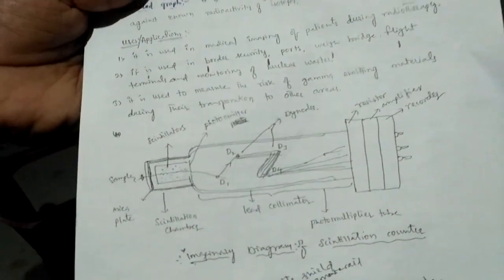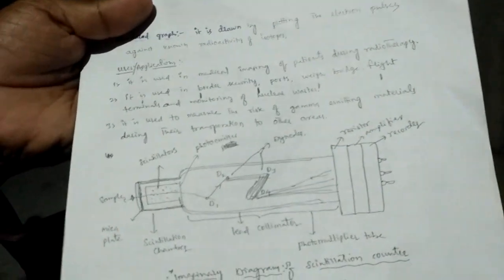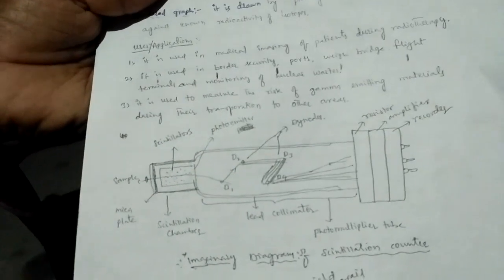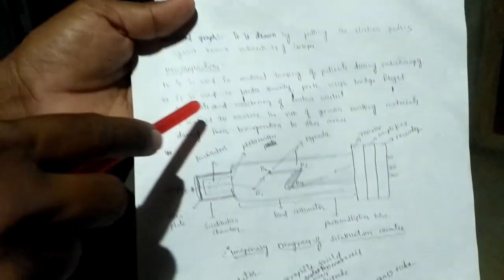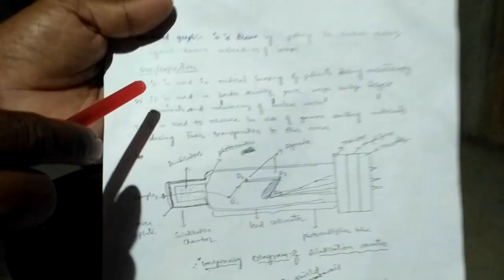You know the adverse effects of radioactivity, so while materials are being transported from one place to another, they must be checked for whether they are emitting radiation or not. That is why scintillation chambers are used to detect this. These are the applications of the scintillation chamber.